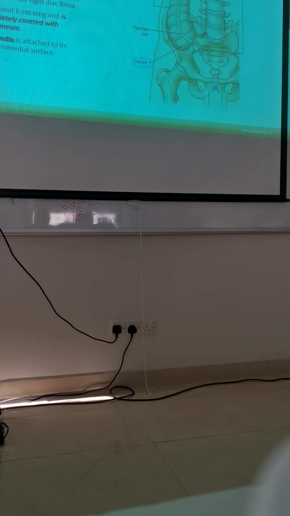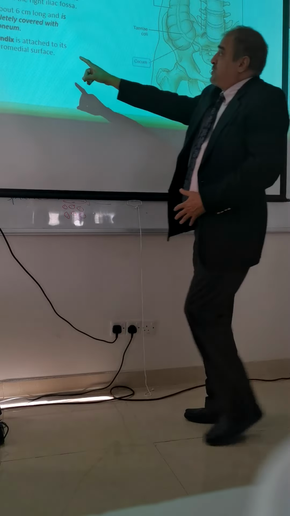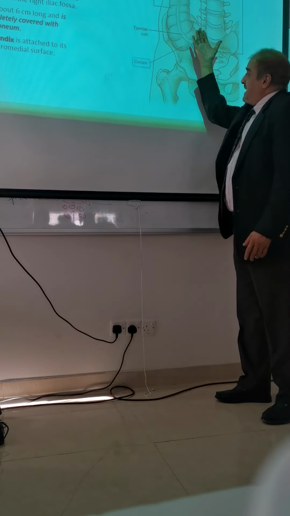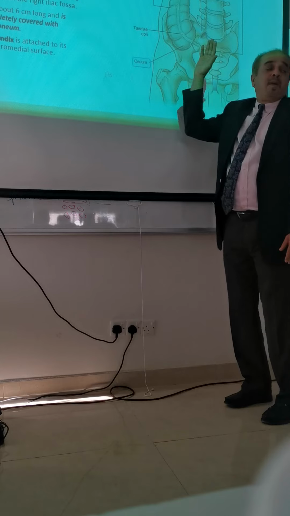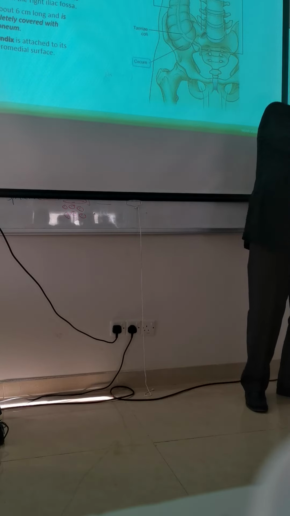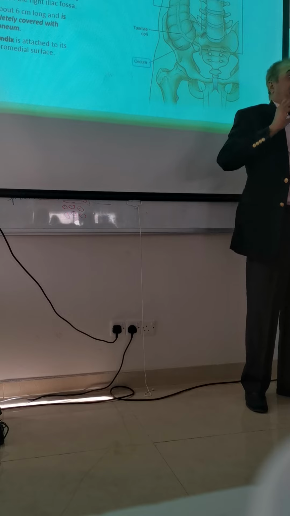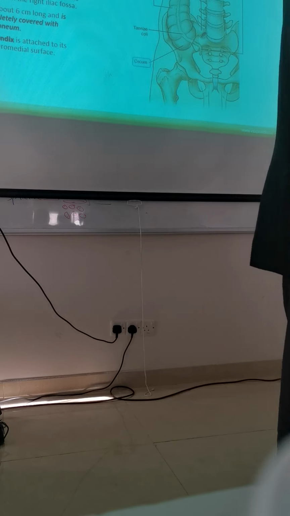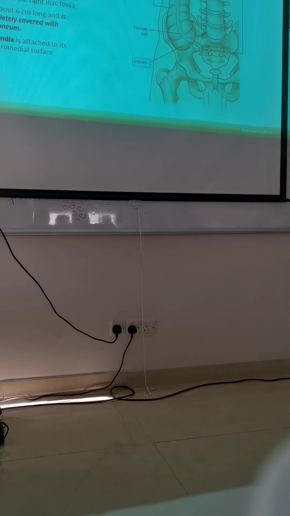The appendix is attached to the posterior medial surface. This is the most common attachment of the appendix. If the cecum is here, then it is posterior and towards the medial, posterior and medial, not just posterior. If it is posterior lateral, it is a retrocecal structure. The appendix is then a retrocecal structure, posterior to the cecum.